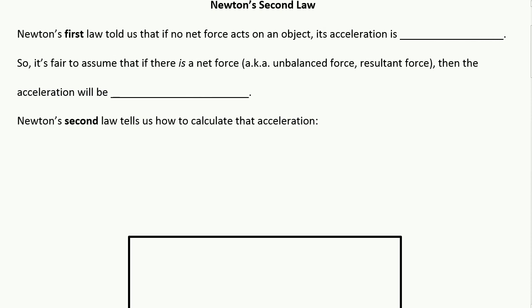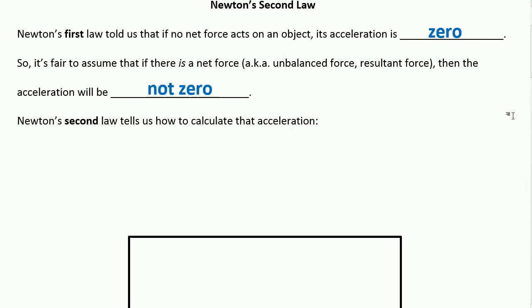Now, Newton's first law, you'll recall, told us that if no net force acts on an object, and otherwise there can be forces on the object, but as long as they're all balanced, they all cancel out, then its acceleration is zero. So if we extend our thinking past that a little bit, you might say it's fair to assume that if there is a net force, in other words, an unbalanced force or a resultant force, then the acceleration of the object would be not zero. And that indeed is exactly true.